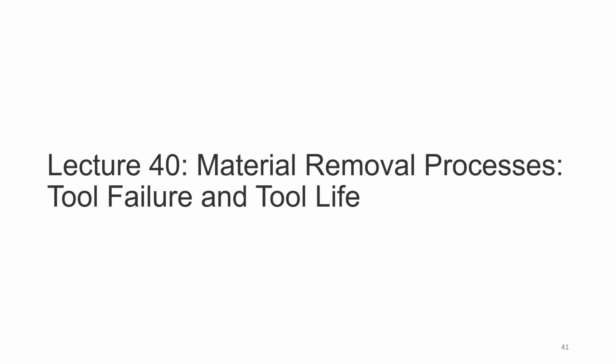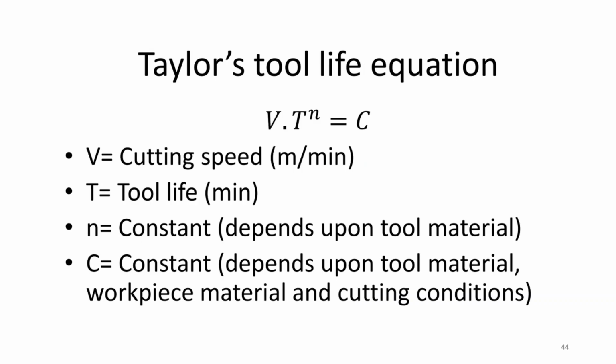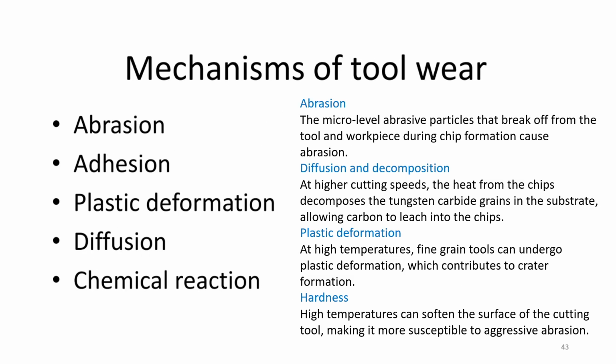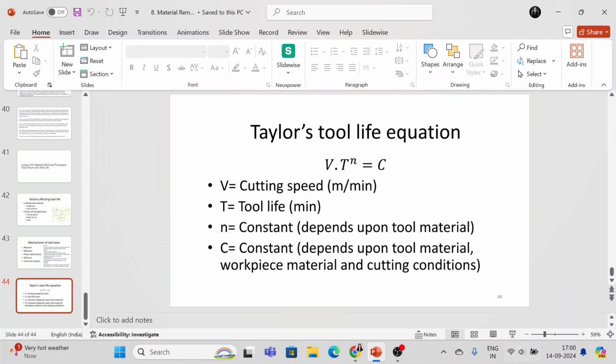Okay, then we went through tool failure and tool life. These are the factors that affect tool life: the toughness and hot hardness of the material, and the geometric parameters, cutting speed, depth of cut and feed. And these are the mechanisms of tool wear: abrasion, adhesion, plastic deformation, diffusion, and chemical reaction. And then we had Taylor's tool life equation, which we also used for solving some examples. Okay, so that's it from my side.